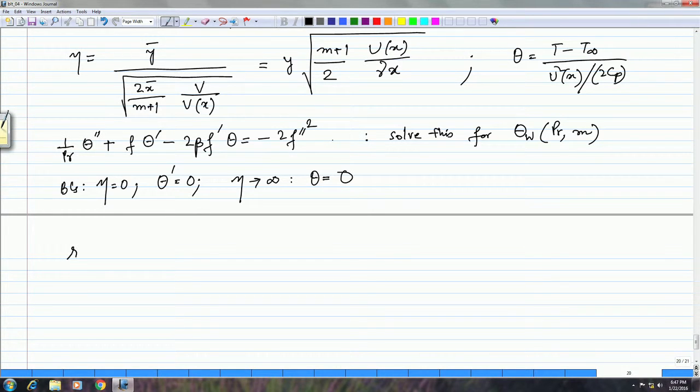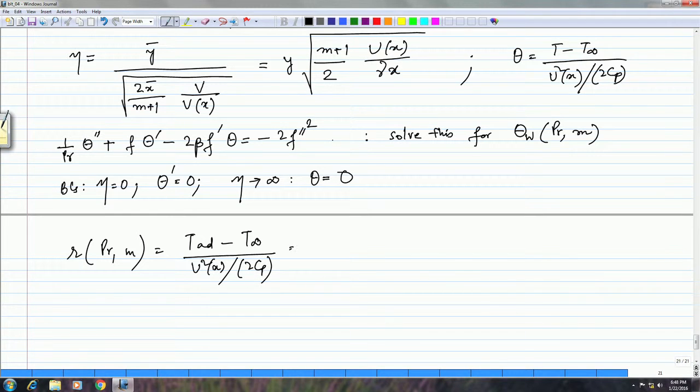So then we get the recovery factor. The recovery factor is a function of both Pr, the Prandtl number, and m. So we have to solve for the wall temperature definition, and then we get the wall temperature field, and then we get this.